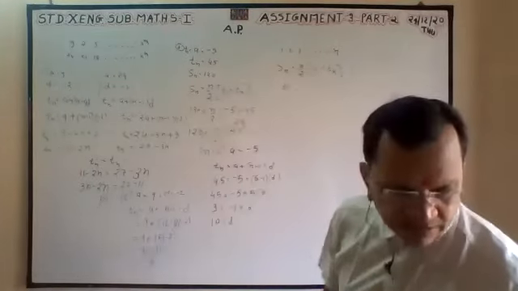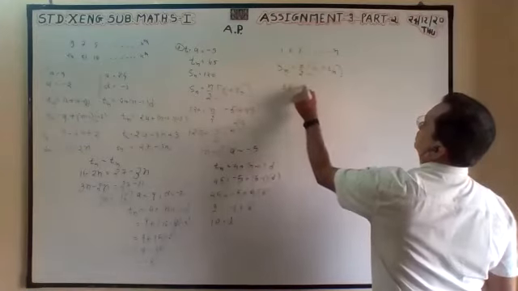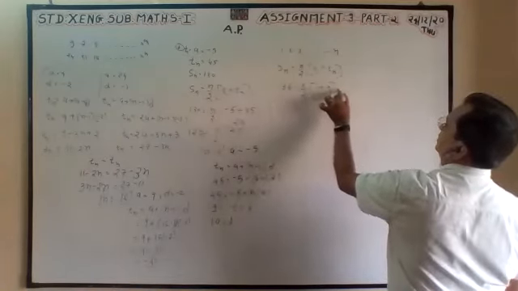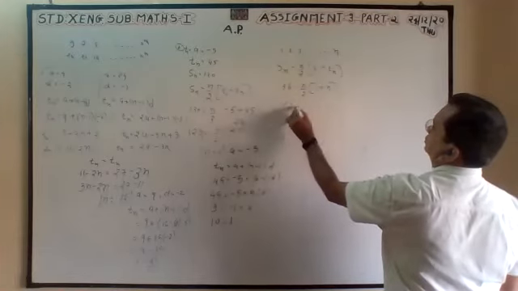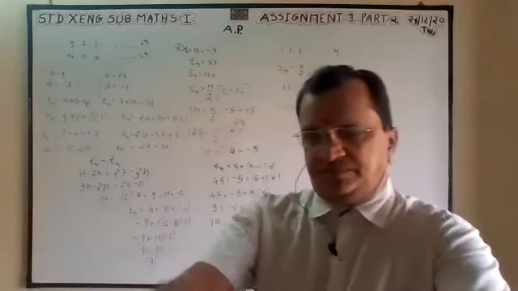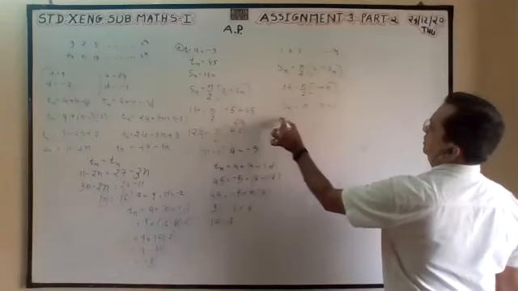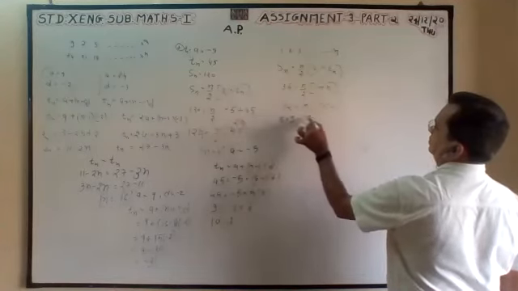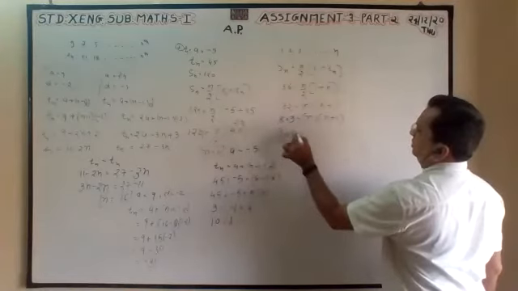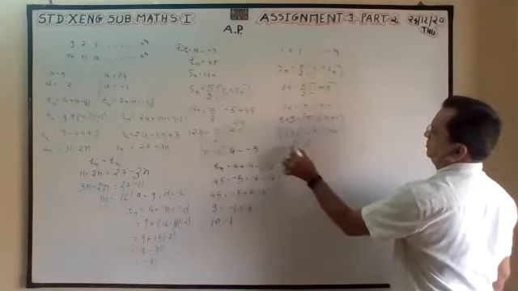This is 36. So n by 2, 1 plus n, equals 36, so n times (n plus 1) equals 72. 8 nines are 72, 8 plus 1 is 9, n plus 1. So n is equal to 8. Simple.